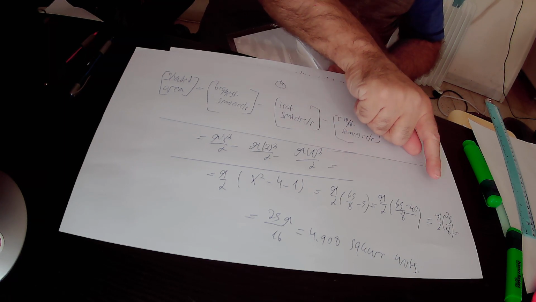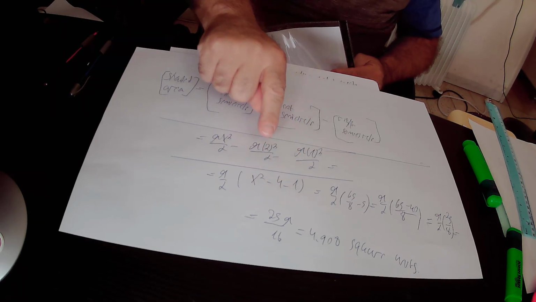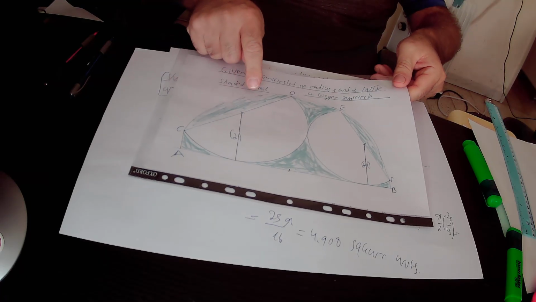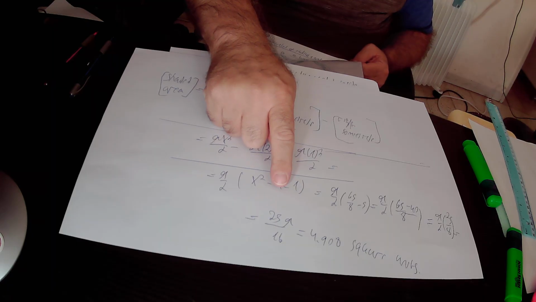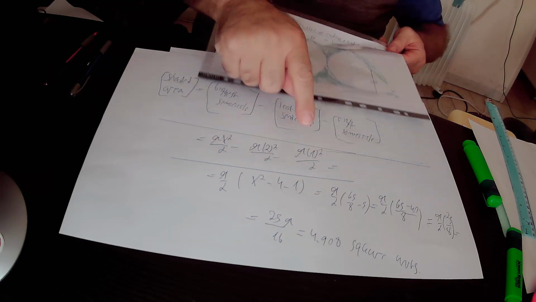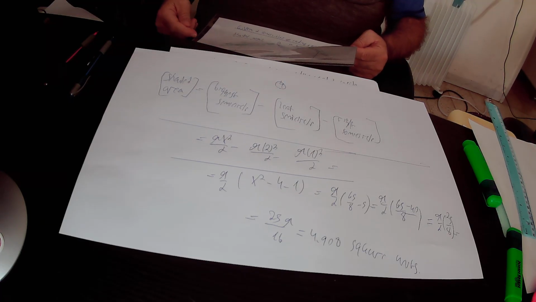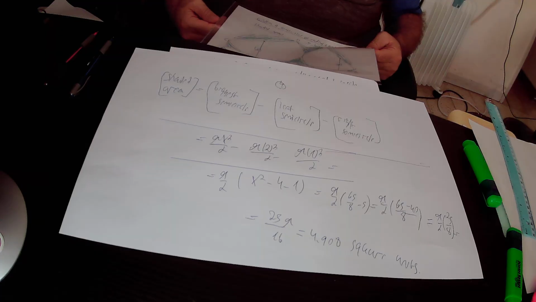So in the numerator we have 25 pi over 2 times 8, that is 16. So in total, the size of this shaded area is equal to either 25 pi over 16 square units, or in terms of numbers, the size of this shaded area equals 4.908 square units. So we finish the first question. In the next step, I will go over the solution of the second question.